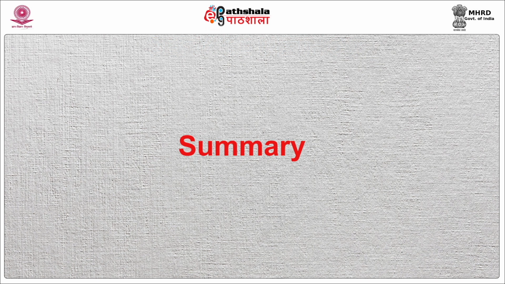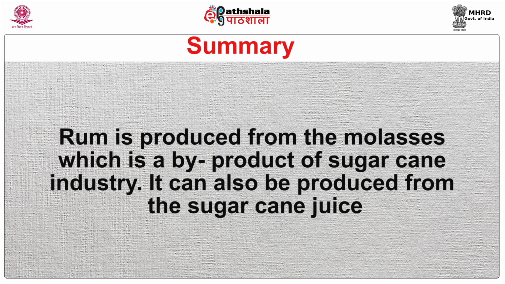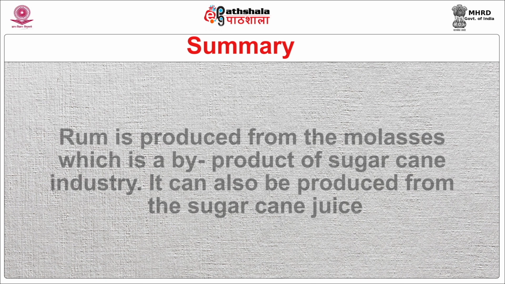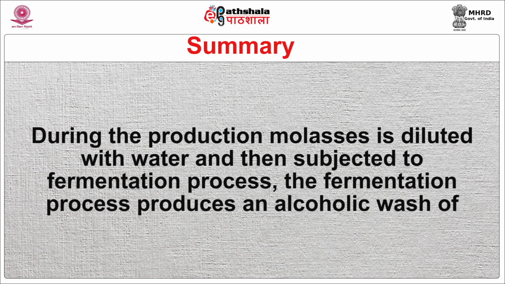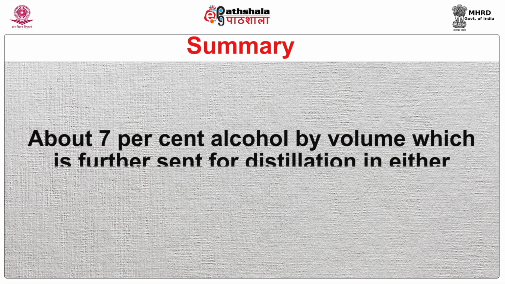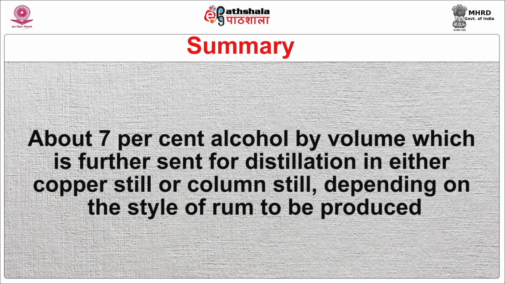Now dear students, let's sum up what we have learned so far. Rum is produced from molasses, which is a byproduct of the sugarcane industry. It can also be produced from sugarcane juice. During production, molasses is diluted with water and then subjected to the fermentation process. The fermentation process produces an alcoholic wash of about 7% alcohol by volume, which is further sent for distillation in either a pot still or a column still, depending on the style of rum to be produced.